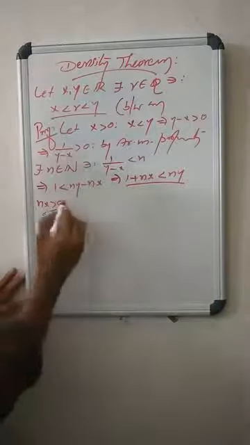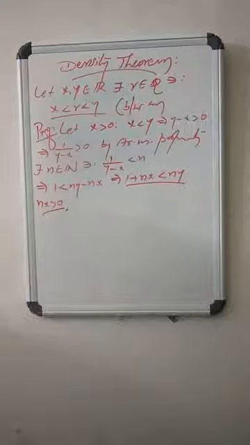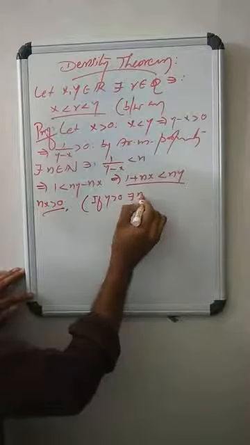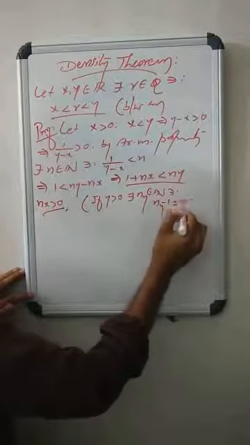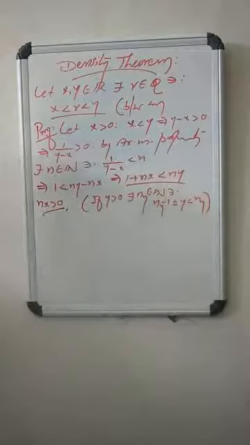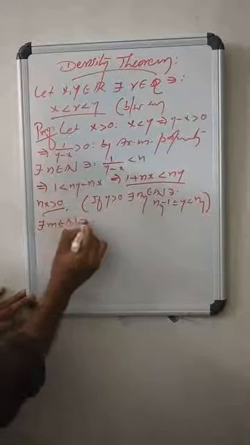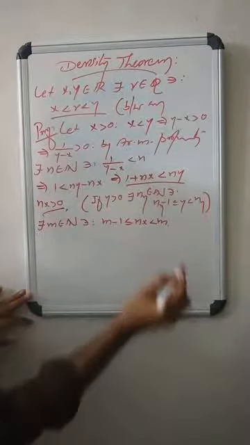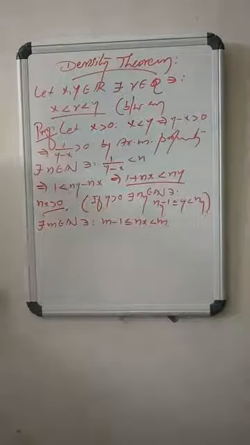Then by the previous corollary: if y is positive, there exists a natural number ny such that ny minus 1 is less than or equal to y, which is strictly less than ny. By using this corollary, since nx is positive, there exists a natural number m such that m minus 1 is less than or equal to nx, which is strictly less than m.